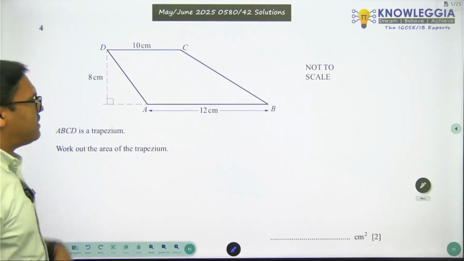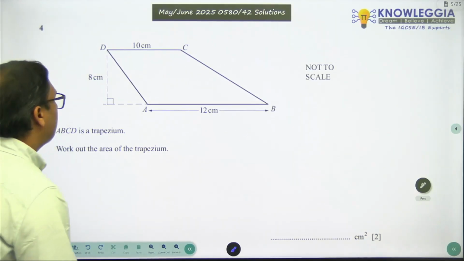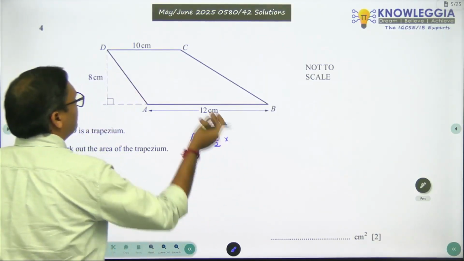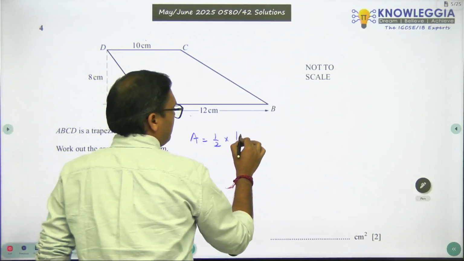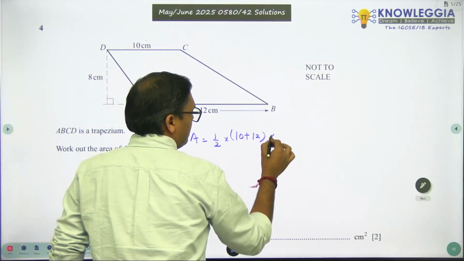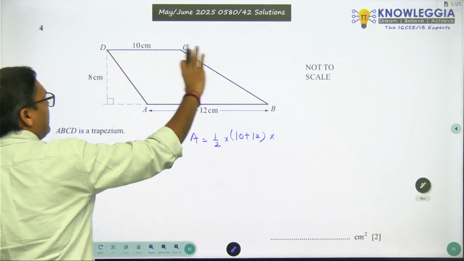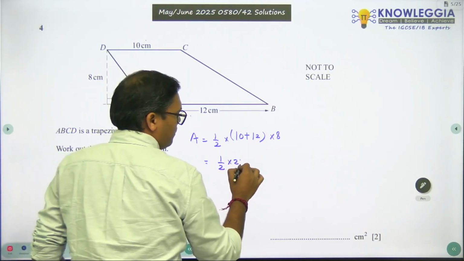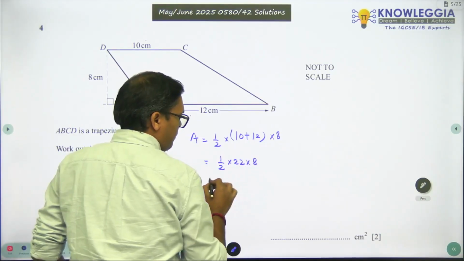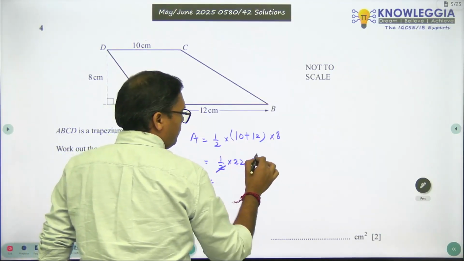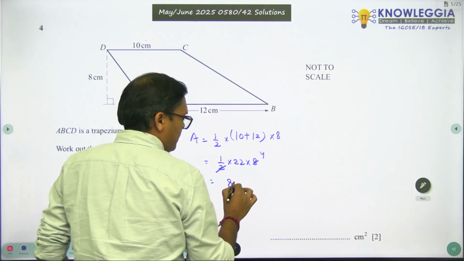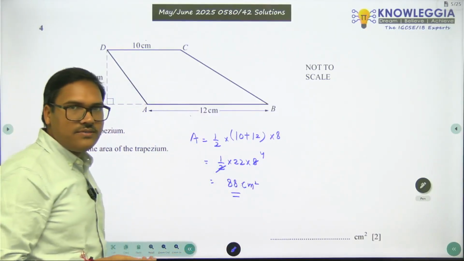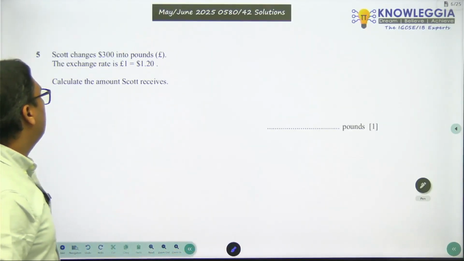This is the area of a trapezium. You have to find the area of the trapezium here. What is the area of a trapezium? Area is equal to half the sum of parallel sides times the distance between them. You can see the sum of parallel sides is 10 plus 12, and the distance between the parallel sides is 8. So this is 1 by 2 into 22 into 8. So this is equal to 11 times 8, so 88 is the answer. 88 centimeter square is the answer for this. So this is again a pretty easy, simple formula question. Next question.